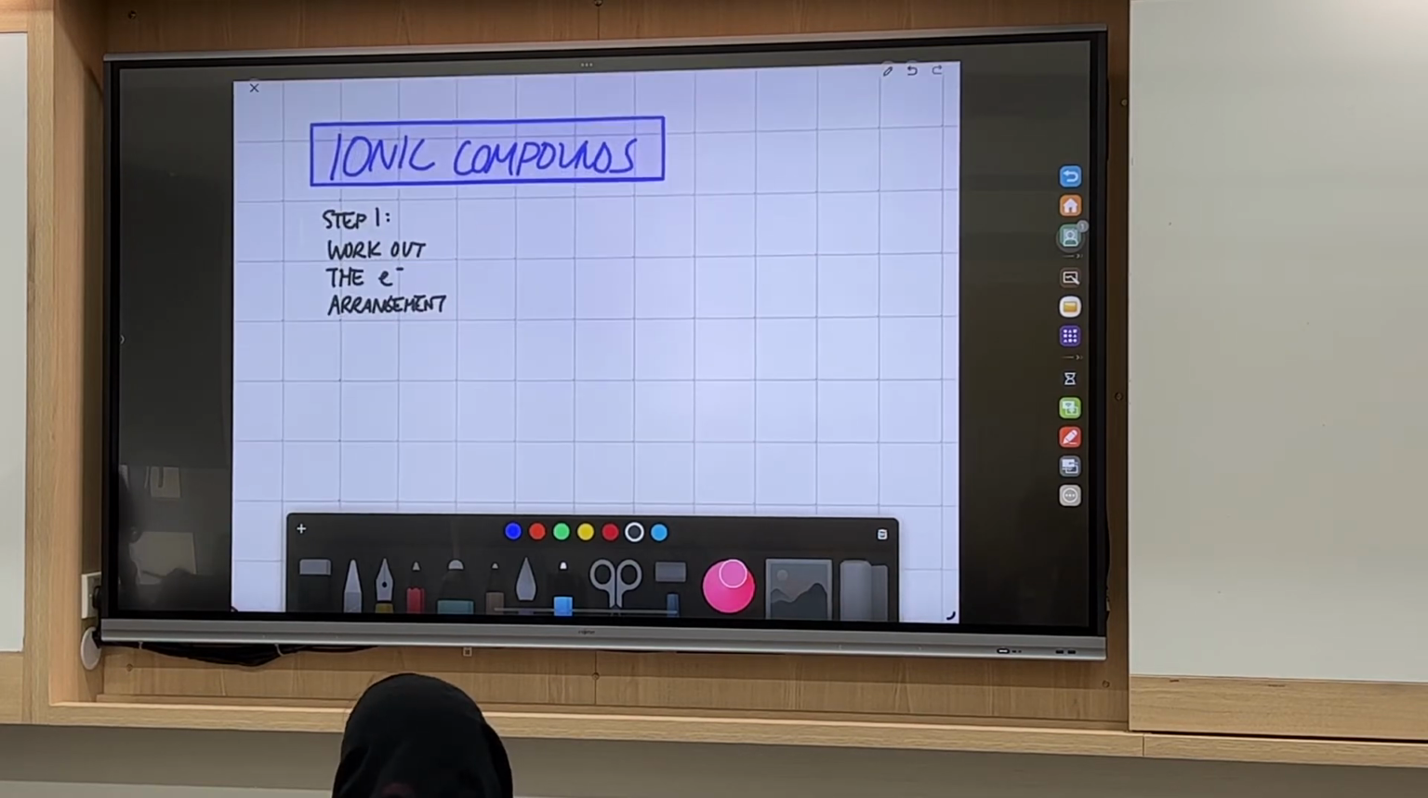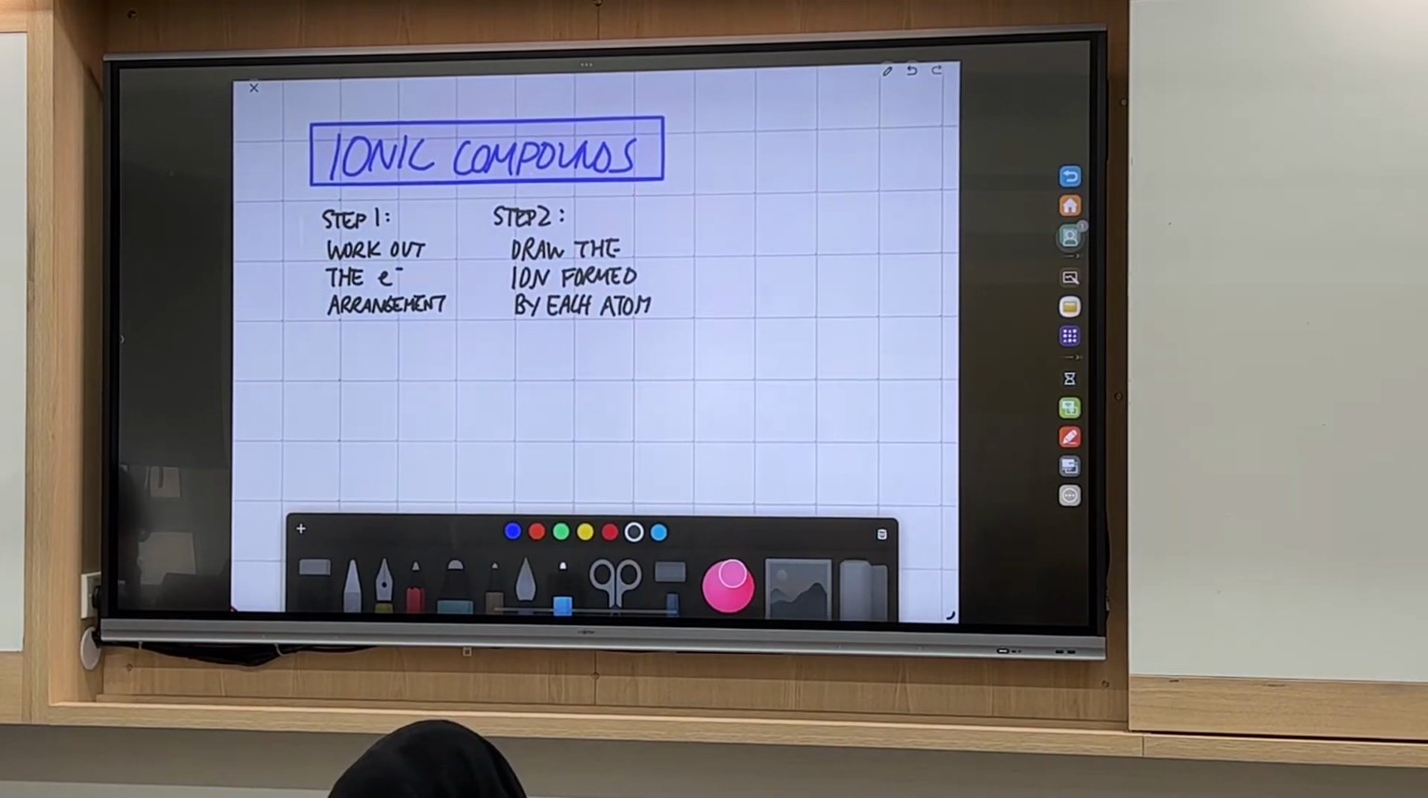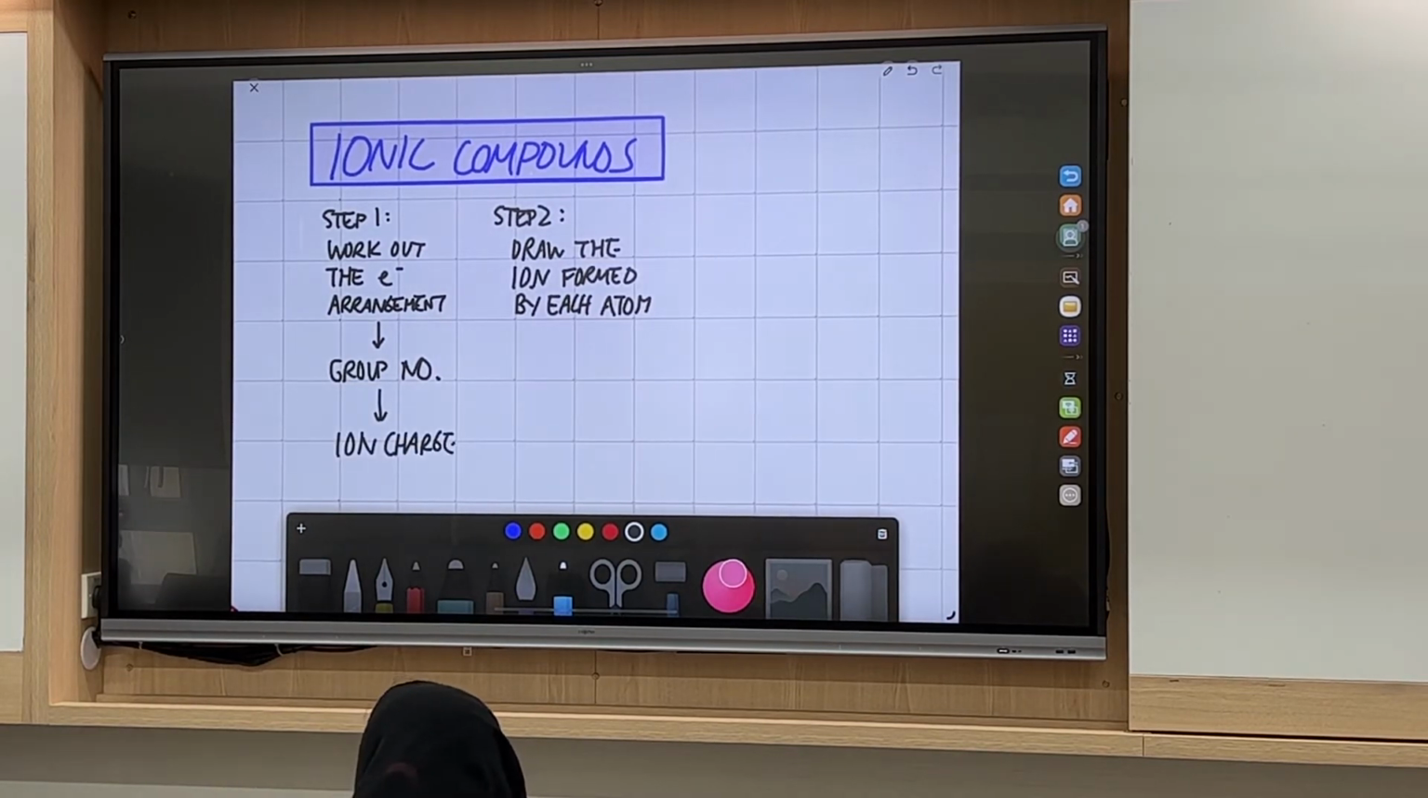What do you do next? Step 2 is to draw the ion formed by each atom. After you work out the electron arrangement, you can find the group number. And once you find the group number, you can find the ion charge. Do you remember that table where I said elements from different groups can form ions of different charges? Let me test you. What is the charge of the ion formed by a group 5 element? -3. Okay.